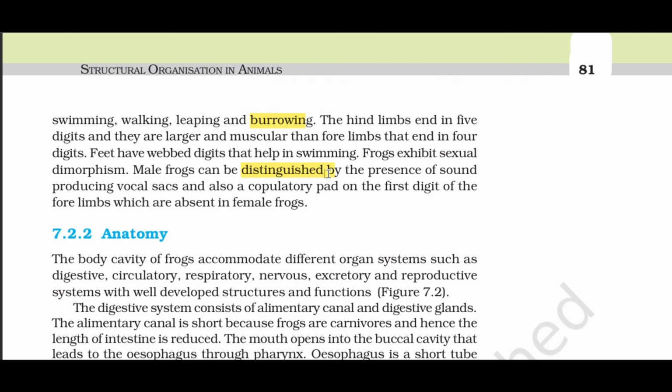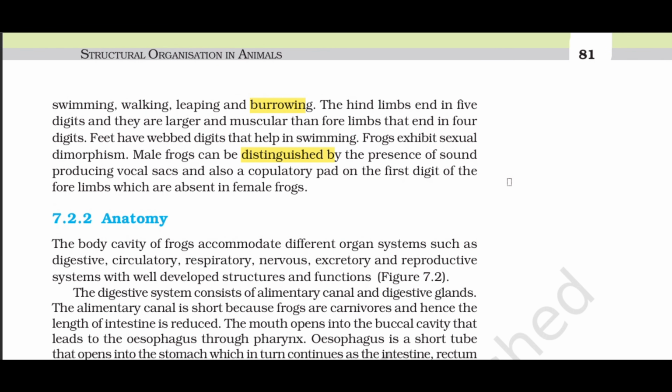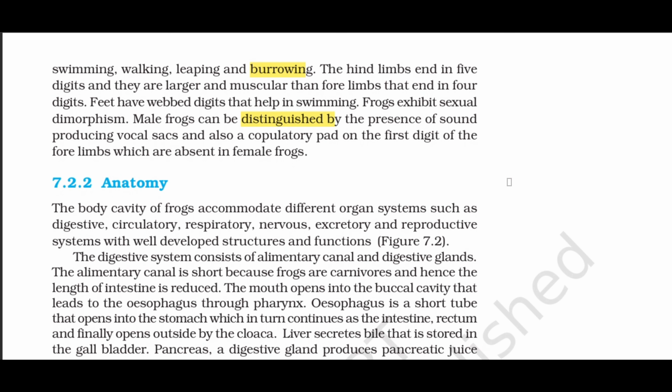Male frogs can be distinguished by the presence of sound-producing vocal sacs and also a copulatory pad on the first digit of the forelimbs, which are absent in female frogs.